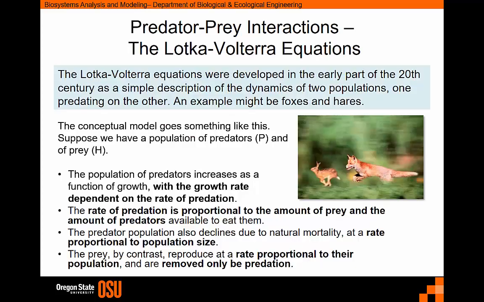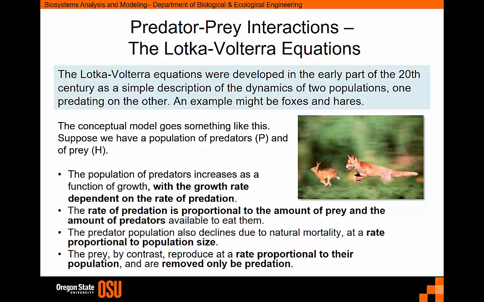The next system we look at focuses on the interactions between a predator population and a prey population, for example, foxes and hares. The conceptual model makes several assumptions. First, the population of predators increases through growth, with the growth rate dependent on the rate of predation. Second, the rate of predation is proportional to the amount of prey and the amount of predators available to eat them.